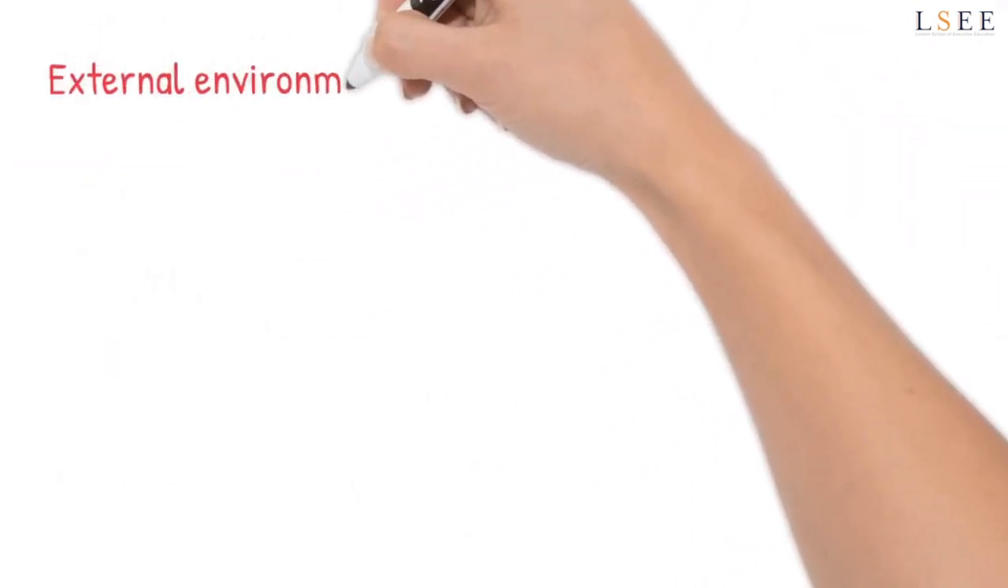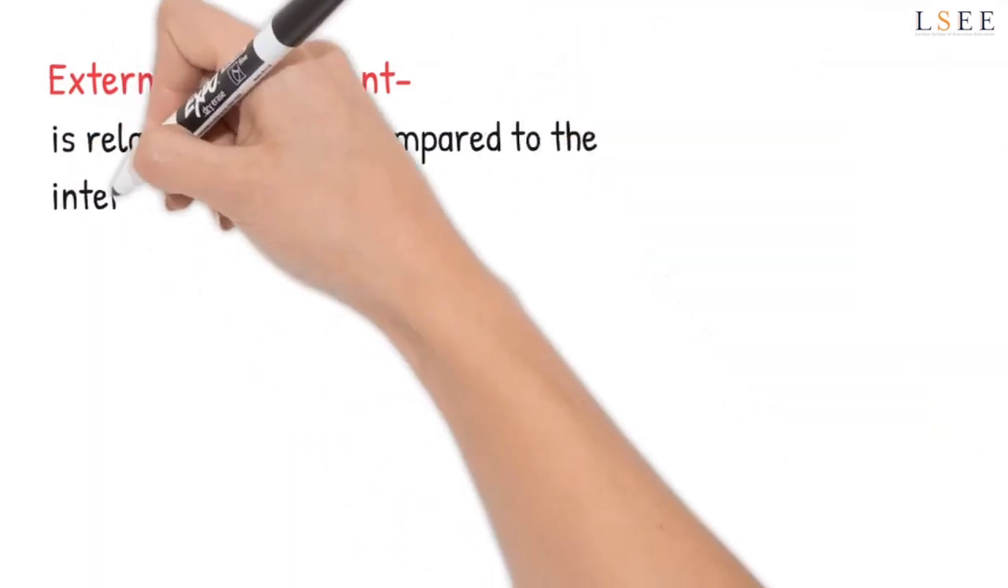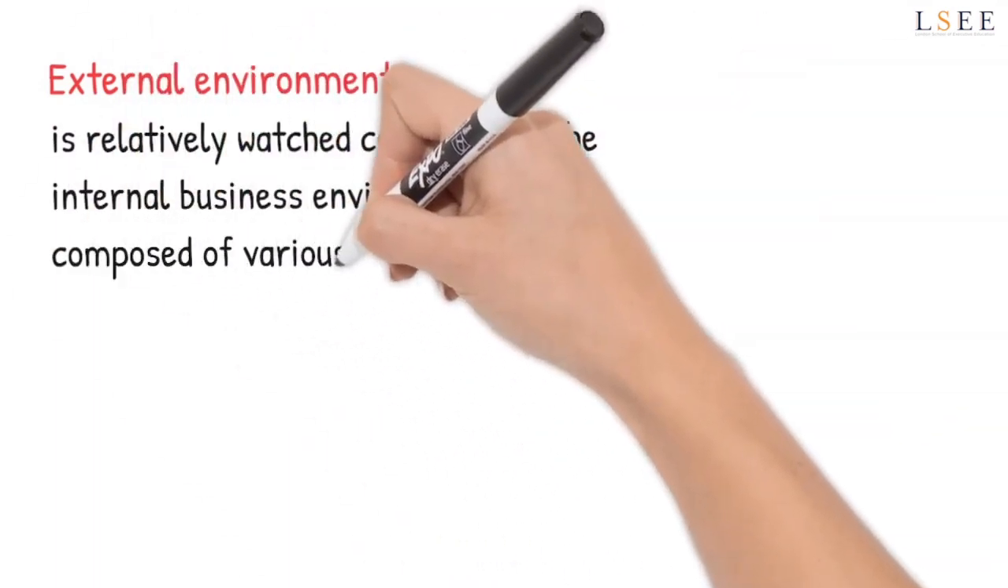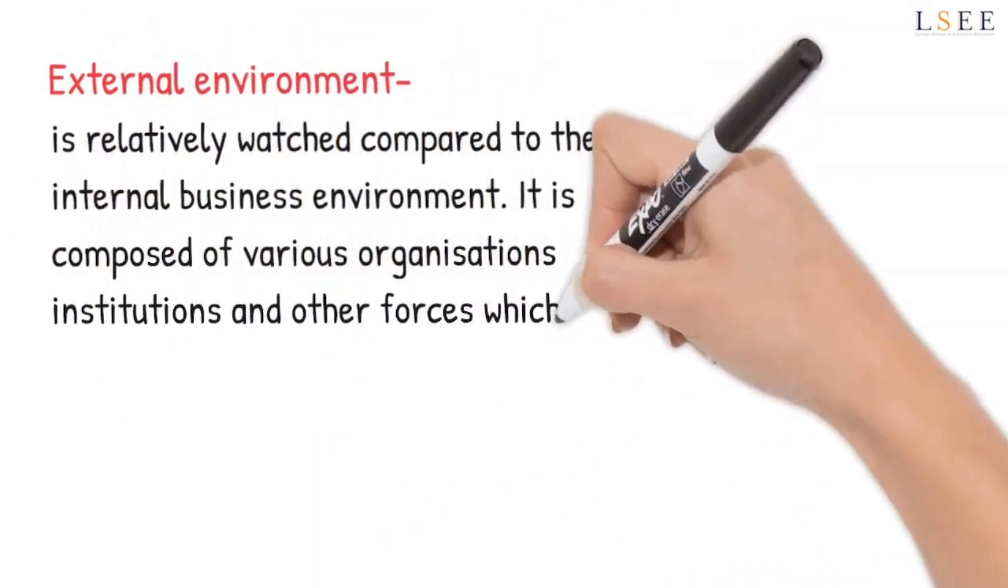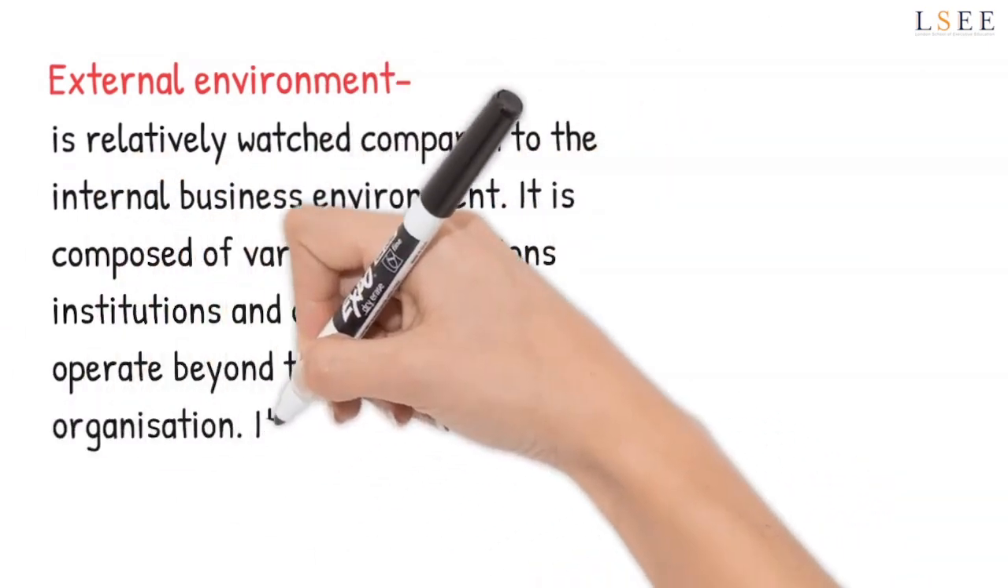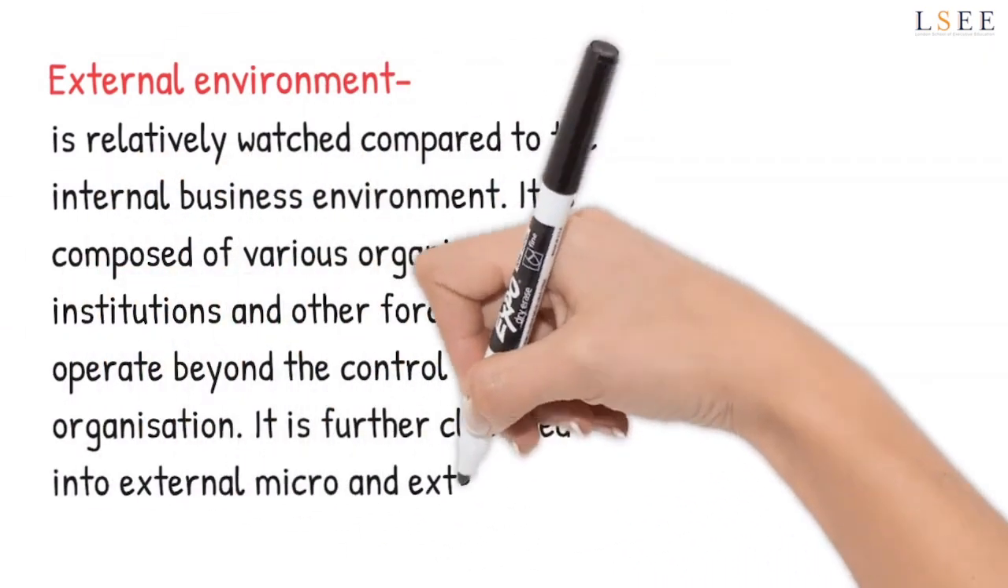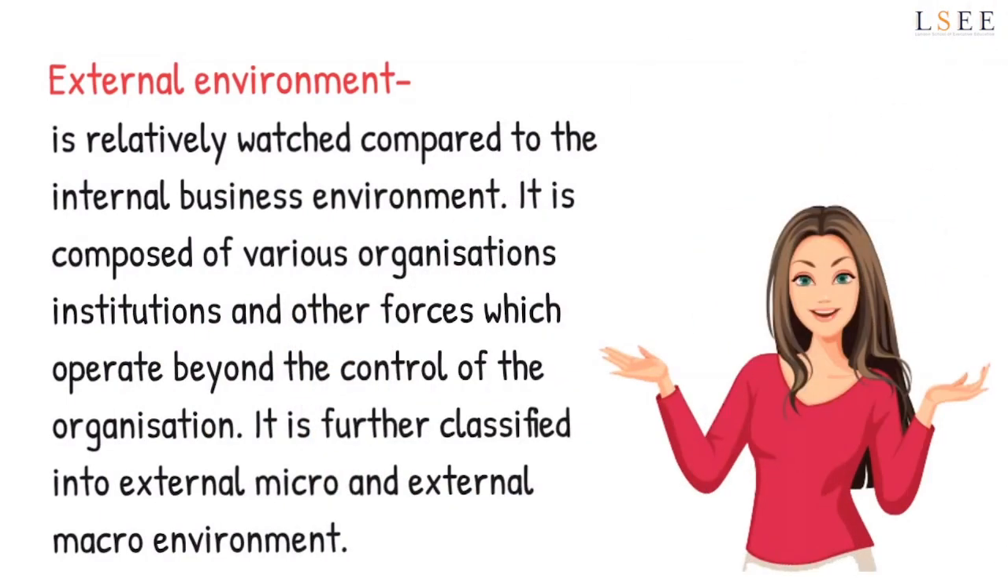External environment is relatively wider compared to the internal business environment. It is composed of various organizations, institutions, and other forces which operate beyond the control of the organization. It is further classified into external micro and external macro environment.